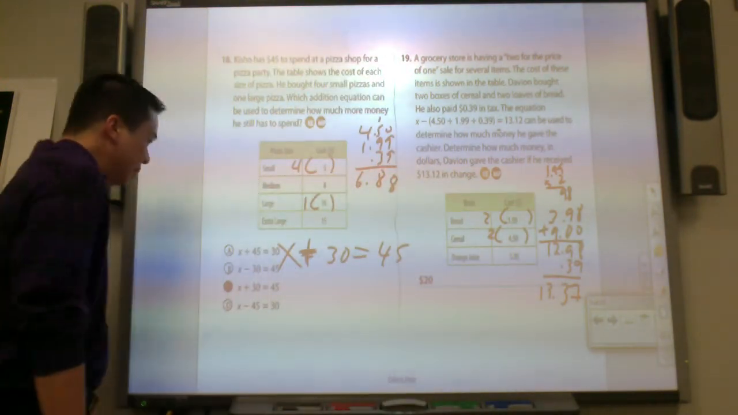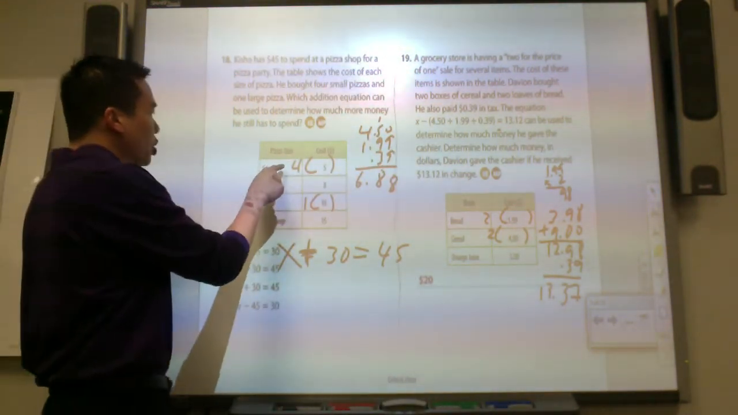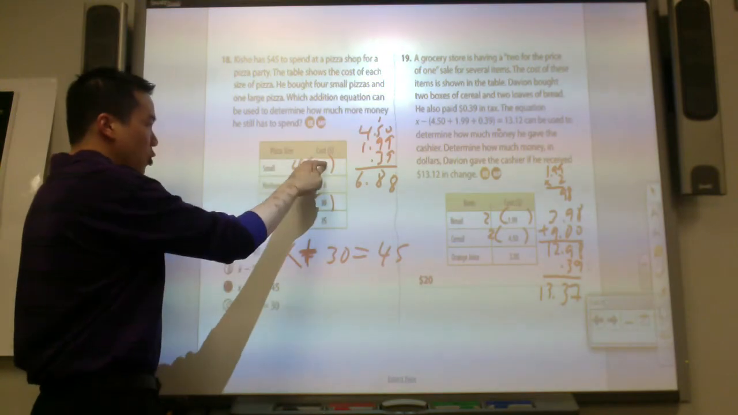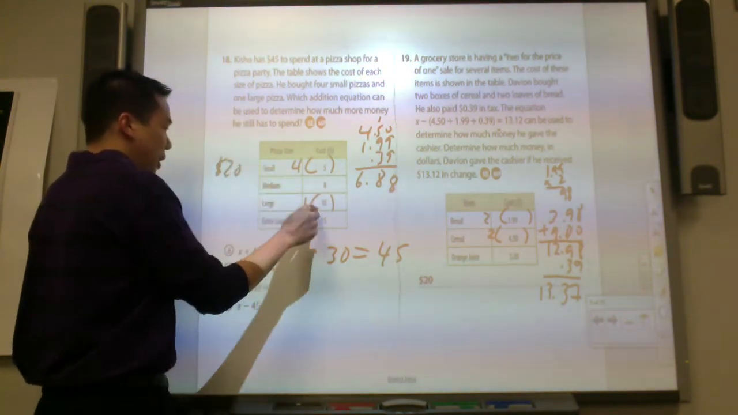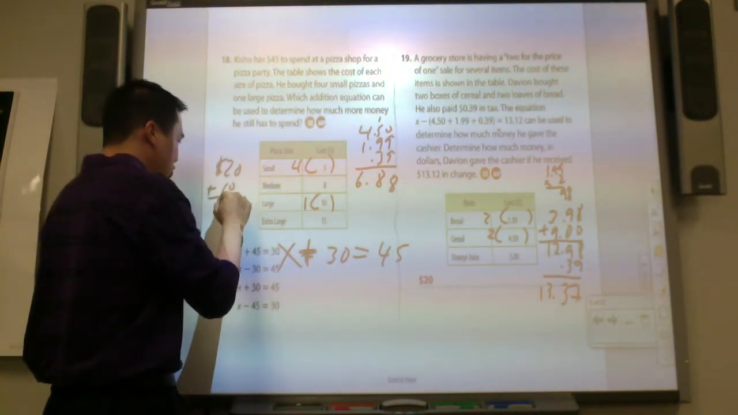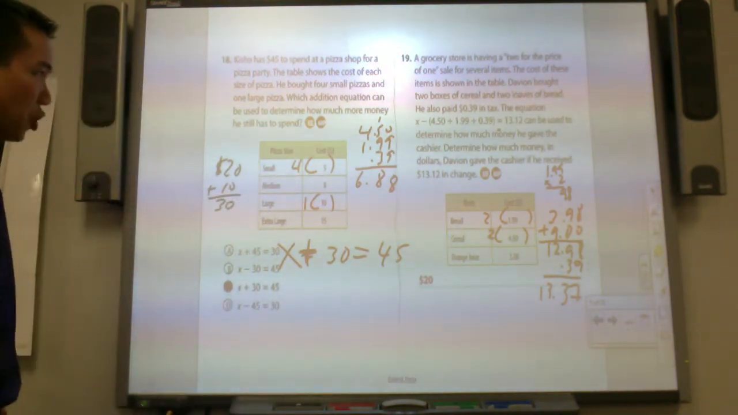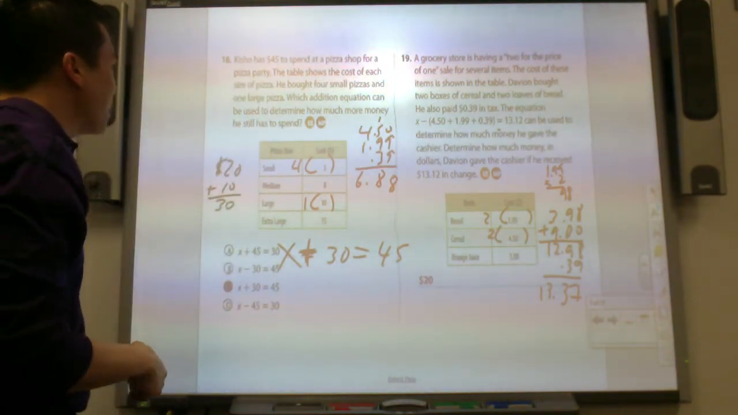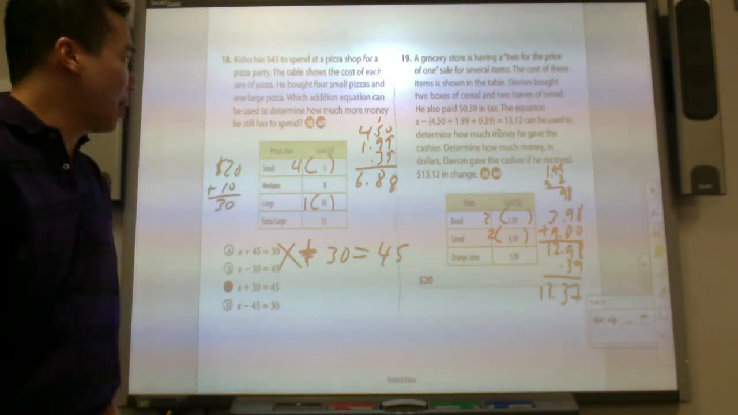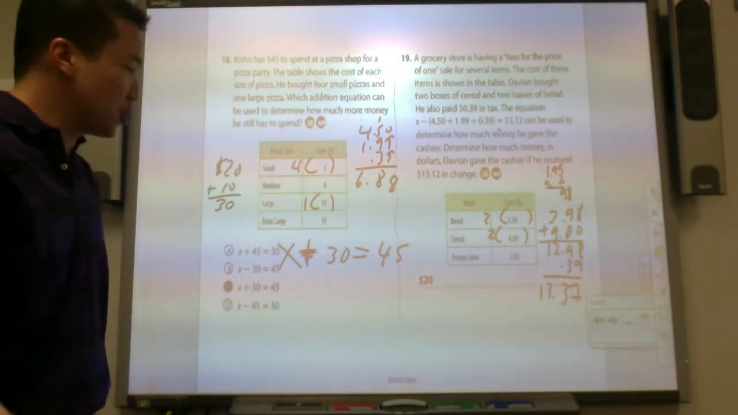Why is it C? Because you buy 4 small pizzas. 4 groups of 5 is $20. Then you buy 1 large pizza for $10. So you spent $30 on pizza. But he has $45 to spend. So how much more money can he spend? How much more money does he still have left to spend?